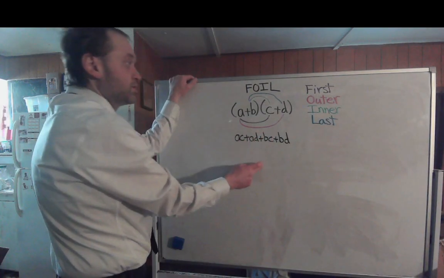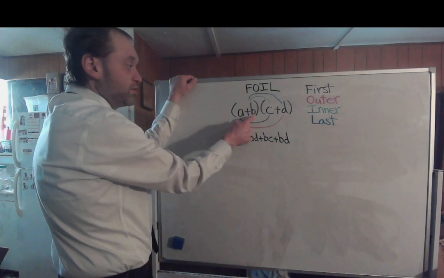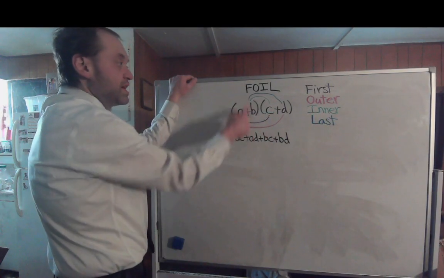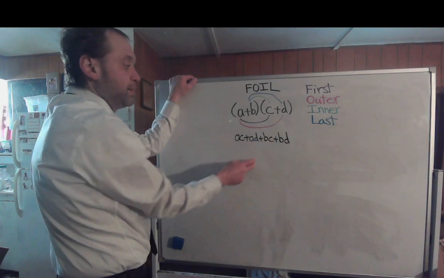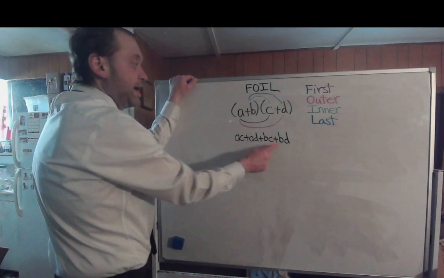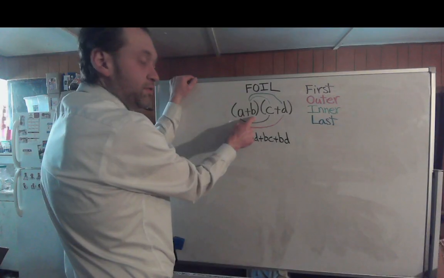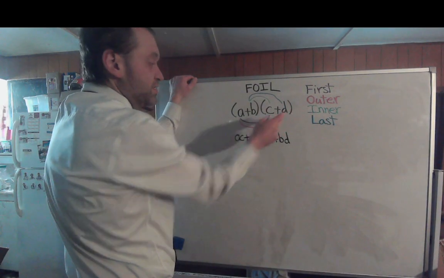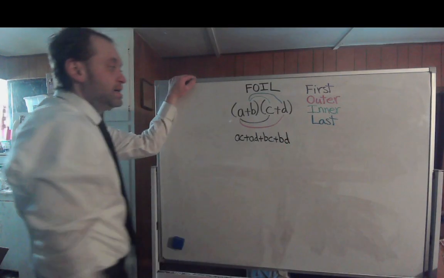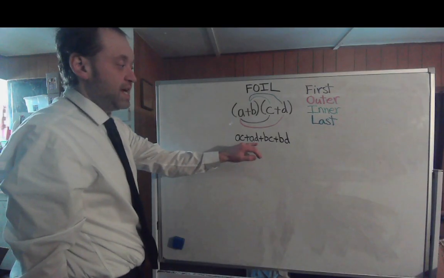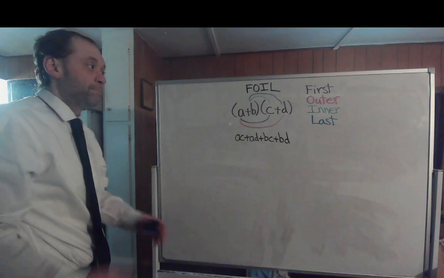Then you would add another term. You're going to deal with the inner terms, where you would take the second term of the first quantity times the first term of the second quantity. Those are your inner terms, which would give you BC. And then finally you would add one more term. You would take the second term of the first quantity times the second term of the second quantity, which would be the last, which would give you BD. So you would get AC plus AD plus BC plus BD. That would be the simplification.